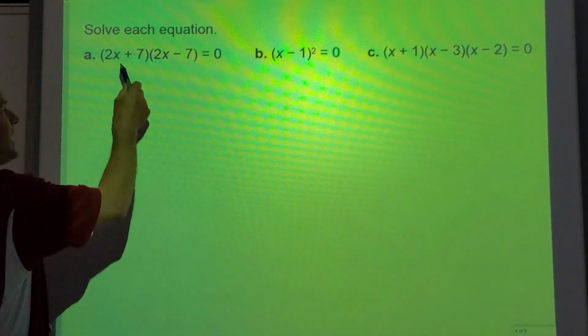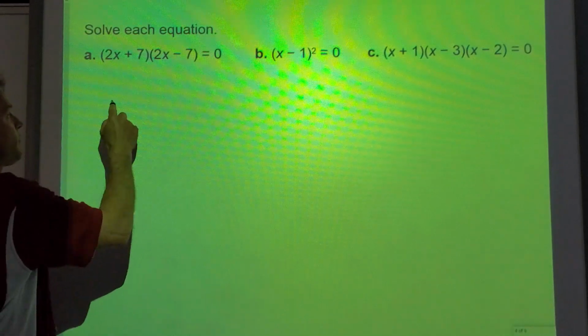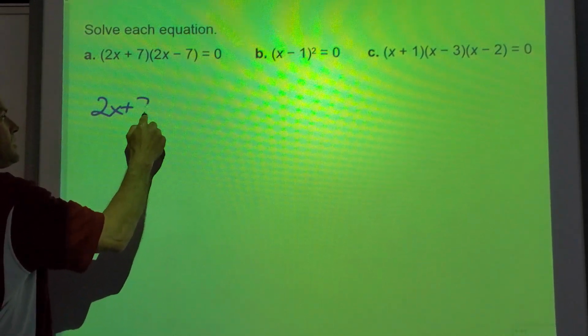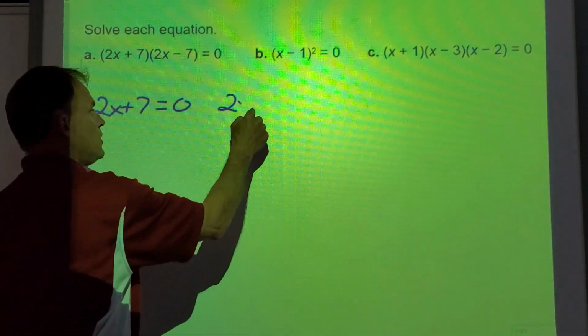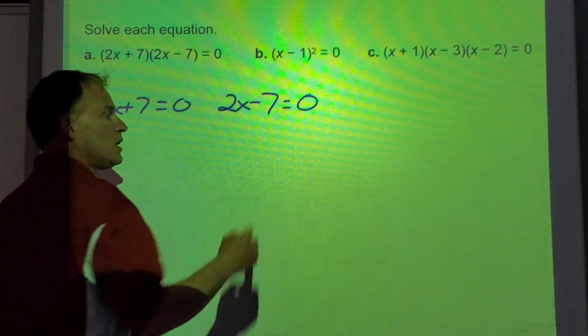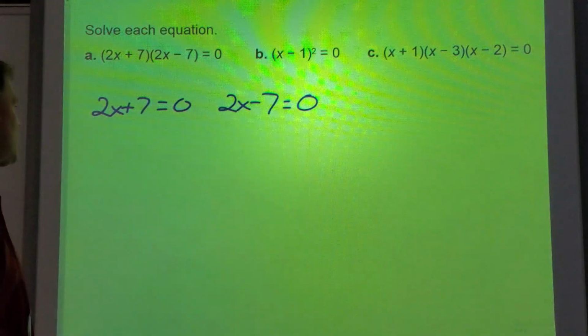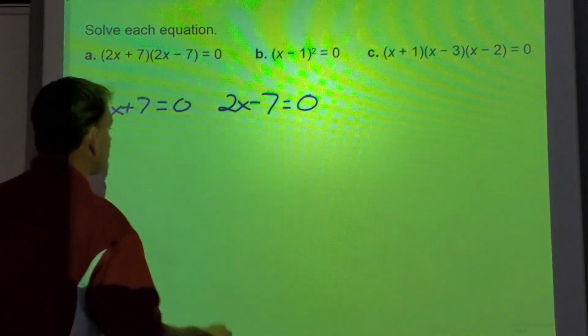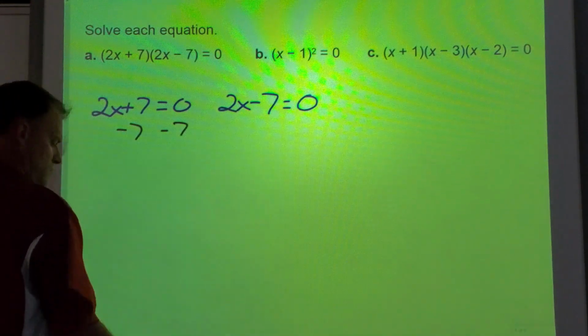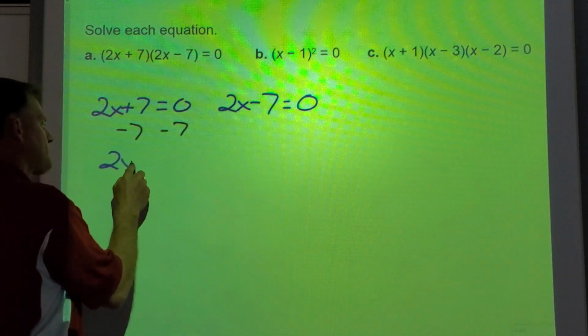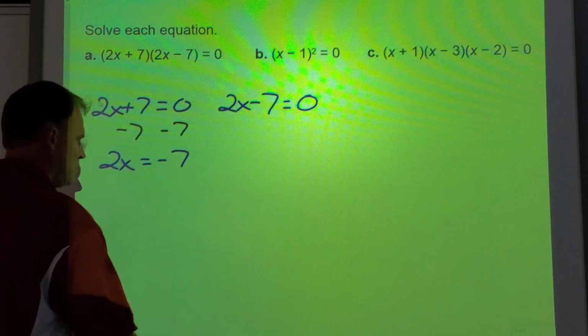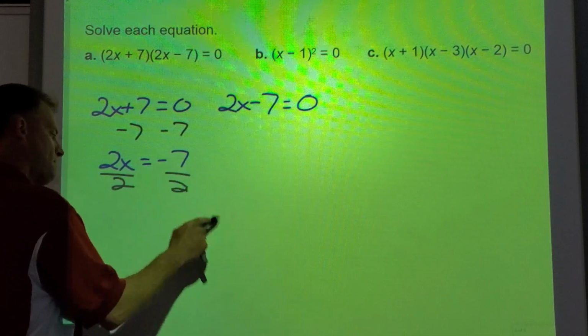Again, take them and set them equal to 0. Take your factors. 2x plus 7 is 0. 2x minus 7 is 0. Solve. Now this has a couple of steps to solve. Minus 7. Divided by 2.